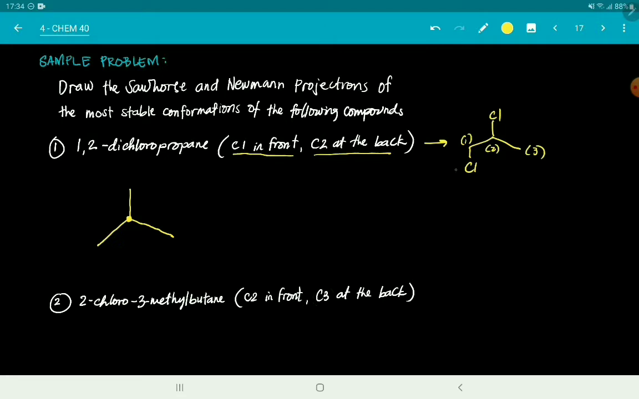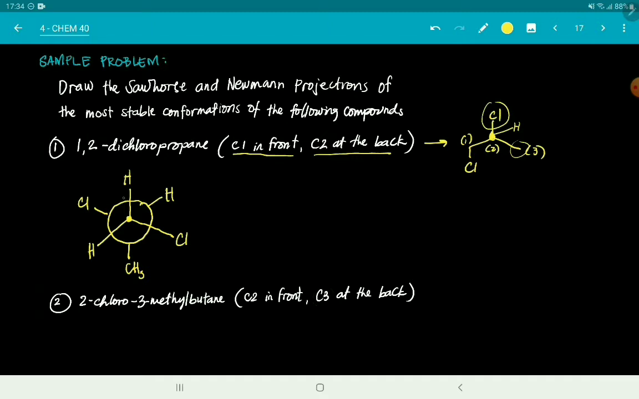Tapos, drawing natin yung tatlong substituent. So, yung tatlong substituent sa 1 ay yung Cl at yung dalawang implicit hydrogens. Okay? Tapos, yung C2 na nasa likod, okay, ang substituents niya ay yung methyl group, tsaka isang Cl, tsaka isang implicit hydrogen. So, H, Cl, okay, tsaka CH3.